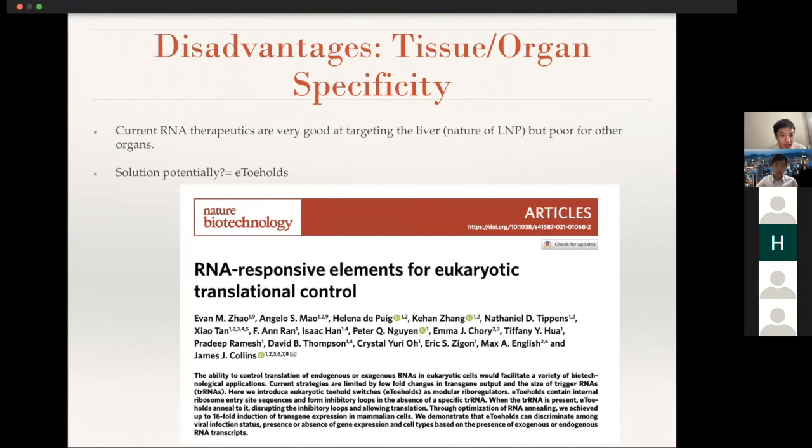In the investigators' further works, the future may even allow for these eToeholds to act as logic gates, so we can precisely compute the state of a cell and release therapeutics at an even more precise, granular level.